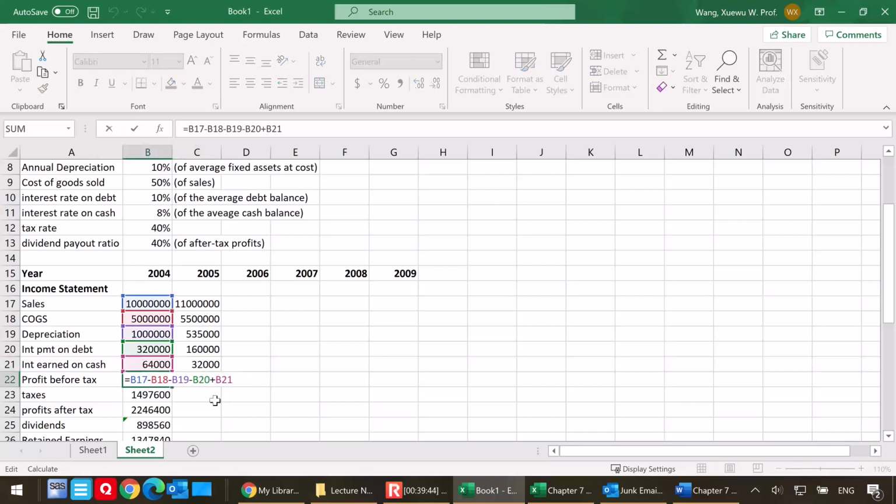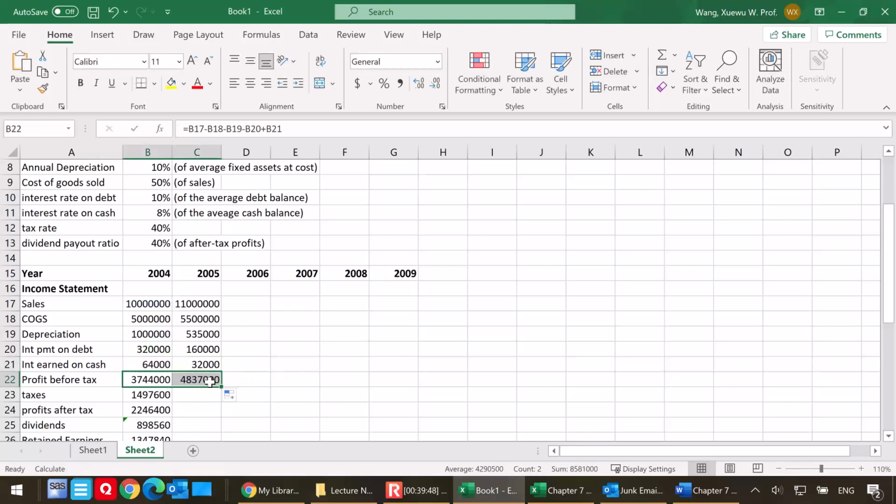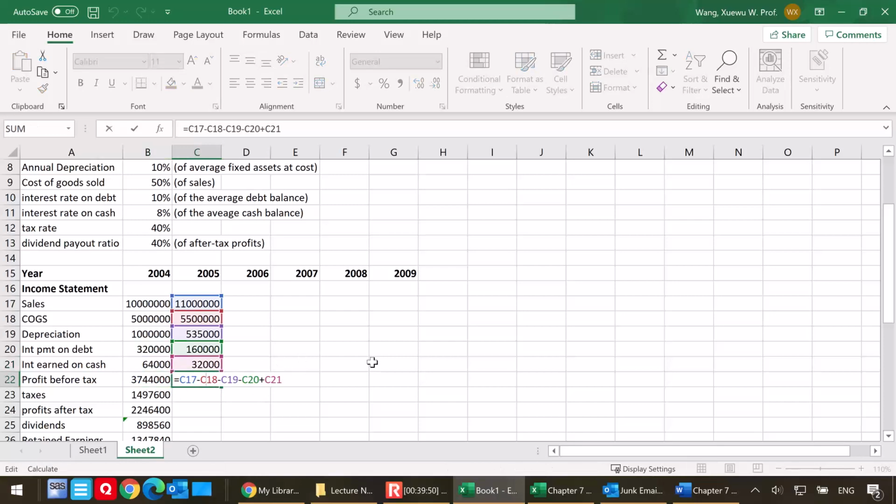So look at this formula here. I can actually copy this across. I can actually calculate the profits before tax, even though these numbers will be updated. All right, so again, I focus on the right formula.